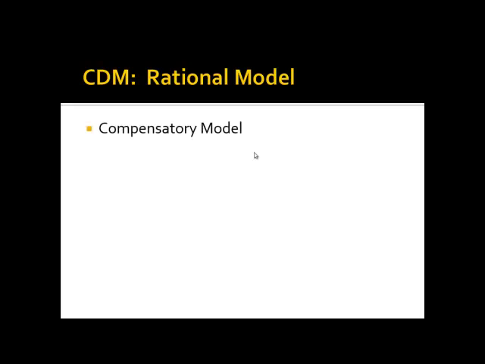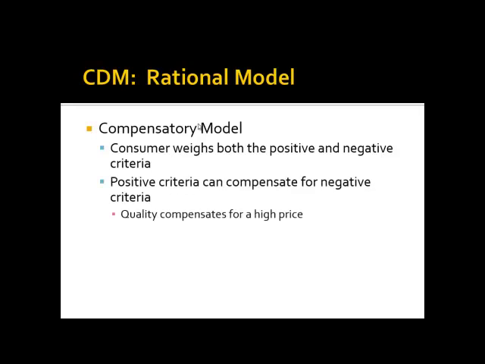There are two basic types. The first is a compensatory model. And all that really means is that consumers will weigh both positive and negative criteria, bring them together and come out with an overall judgment.